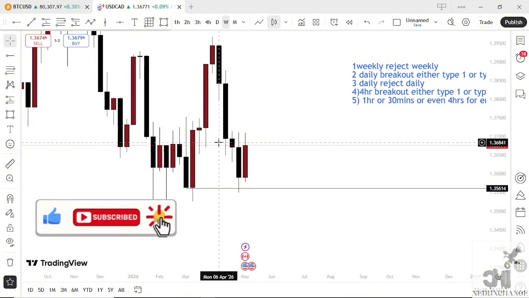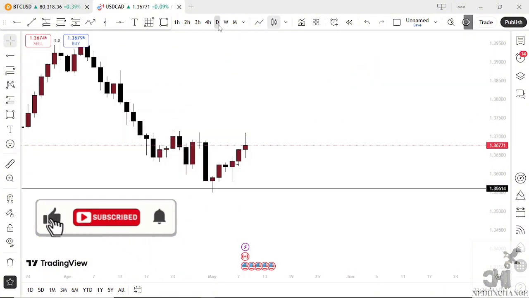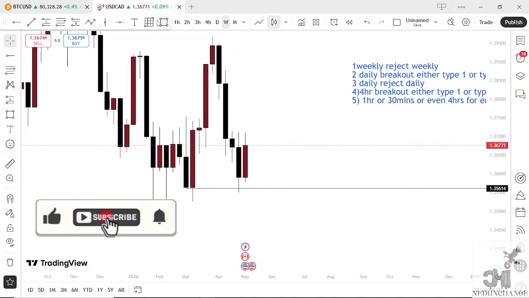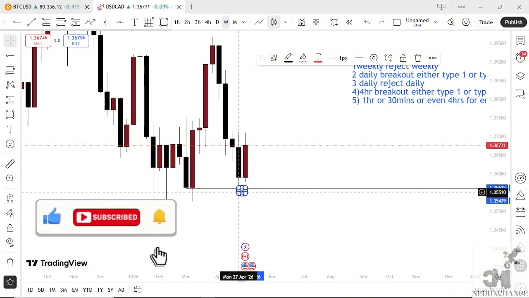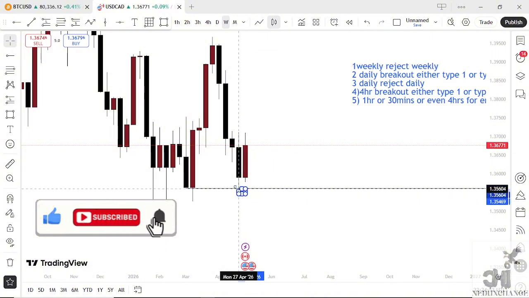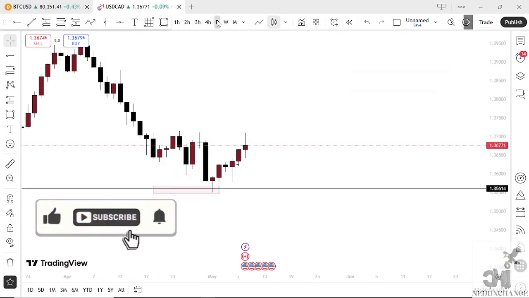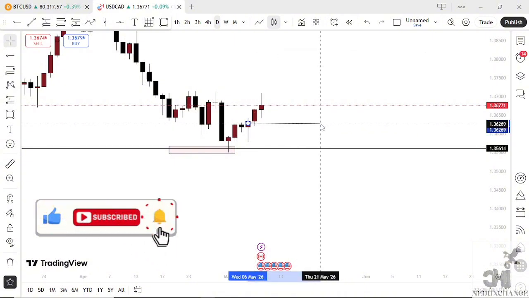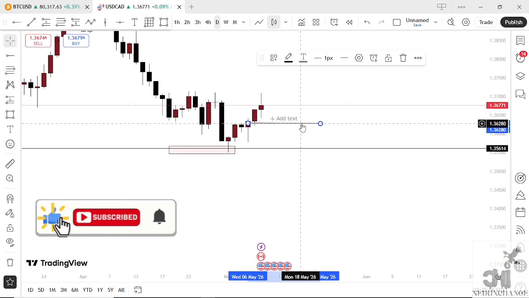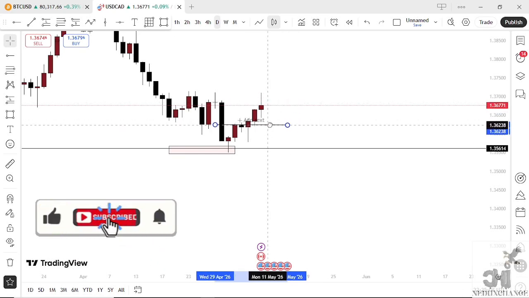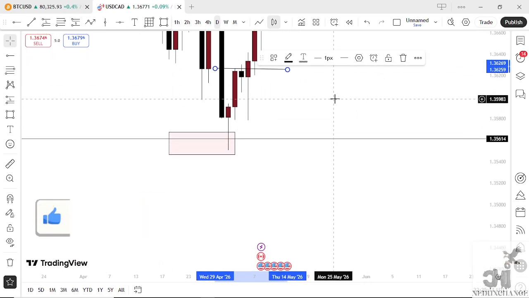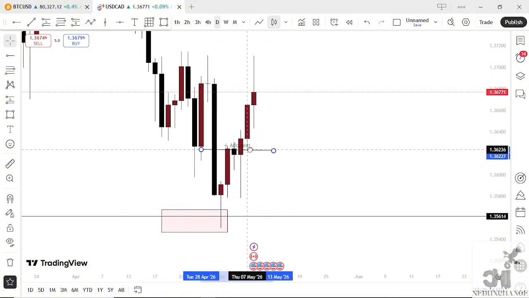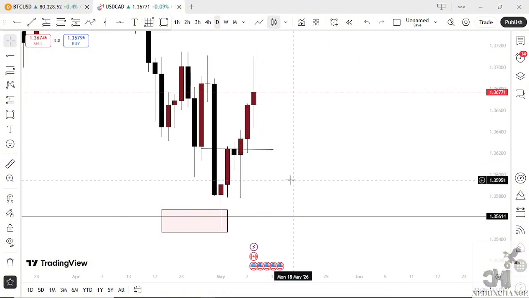What next? Your daily breakout. Now bear in mind, this right here is the weekly with weekly. Now go to your daily time frame and look for your breakout. This right here is your breakout. See, this is your daily breakout here.